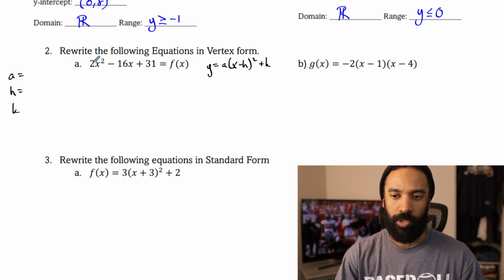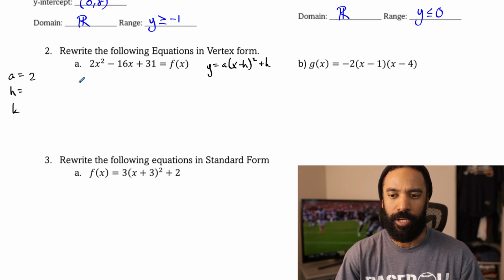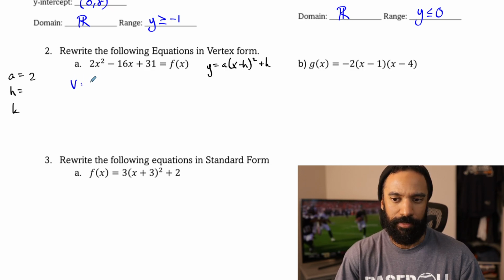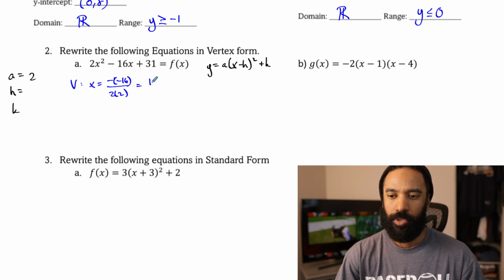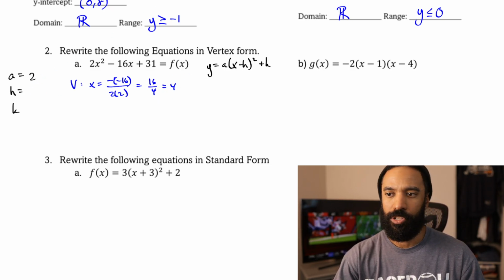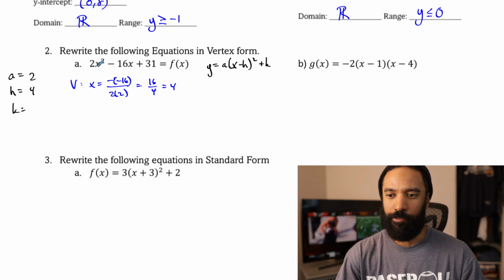Now, the a value is 2. It's the same a value that I see right here. The h and k, on the other hand, let's figure those out. It's based on that vertex stuff. The axis of symmetry is at negative b over 2a, which is 16 over 4, which is 4. That also represents the h value. So h is 4.